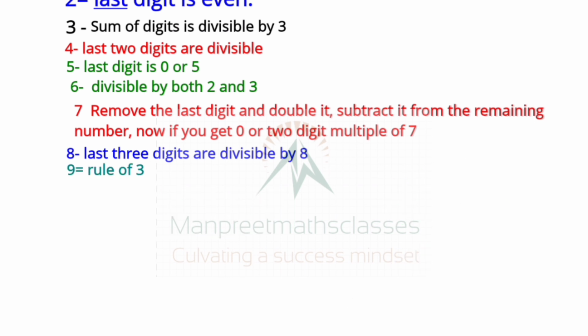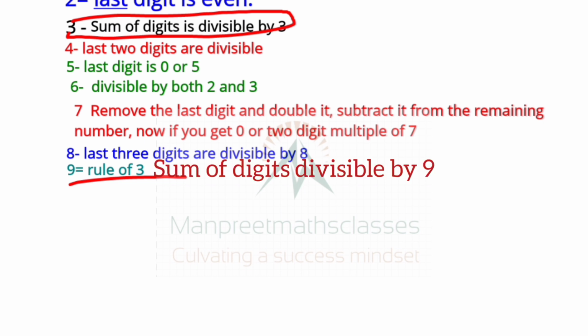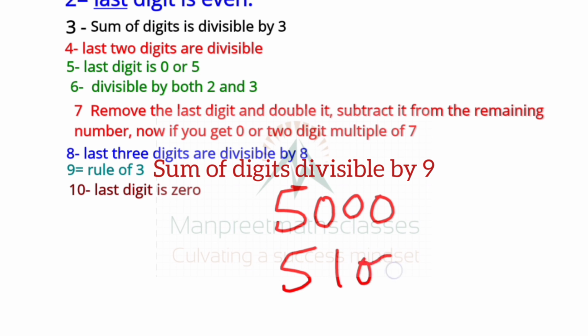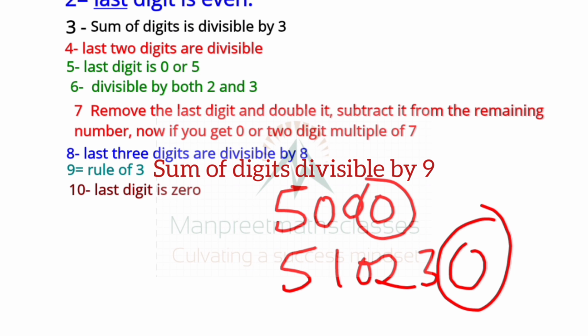Now for 9, I have written rule of 3. This means that 9 follows the same rule as 3. Means if you have to check whether a number is divisible by 9 or not, you will follow the same process. That is, first you will do the sum of the digits, then you will check it. We will move directly to rule of 10. If the last digit is 0, the number is divisible by 10. Example 500, 5000, or you can say 51023​0. Last digit is 0 in both the cases, so both the numbers are divisible by 10.